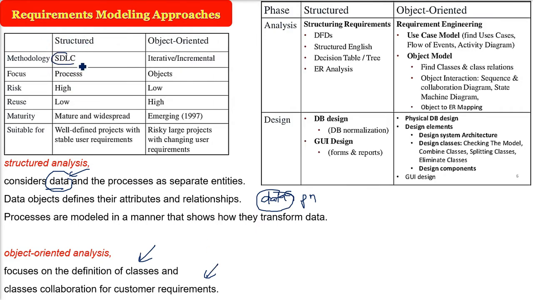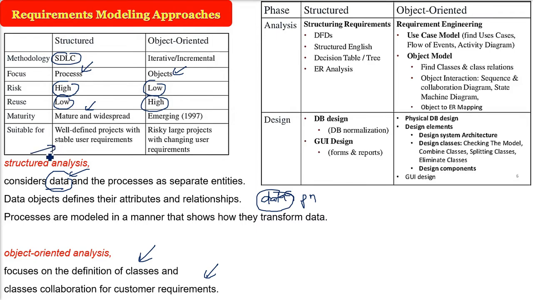Structured, the methodology is the conventional way, software development life cycle, like the waterfall, like the spiral. Object-oriented, the methodology is iterative and incremental. When we talk about focus, structured is focusing on processes. Object-oriented is focusing on the objects. When we talk about risk, in structured it is quite high. Object-oriented it is low. Reuse is very less in structured, very high in object-oriented. The structured way of requirement modeling is mature and widespread. Object-oriented was still emerging, but now it is also mature and widespread.